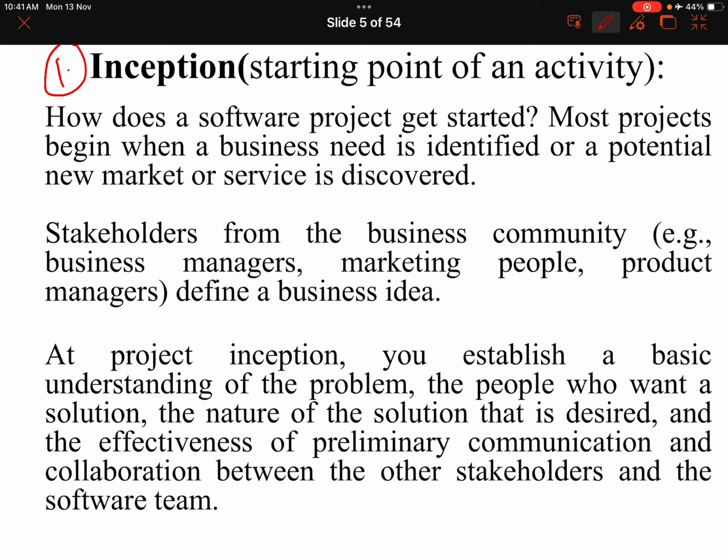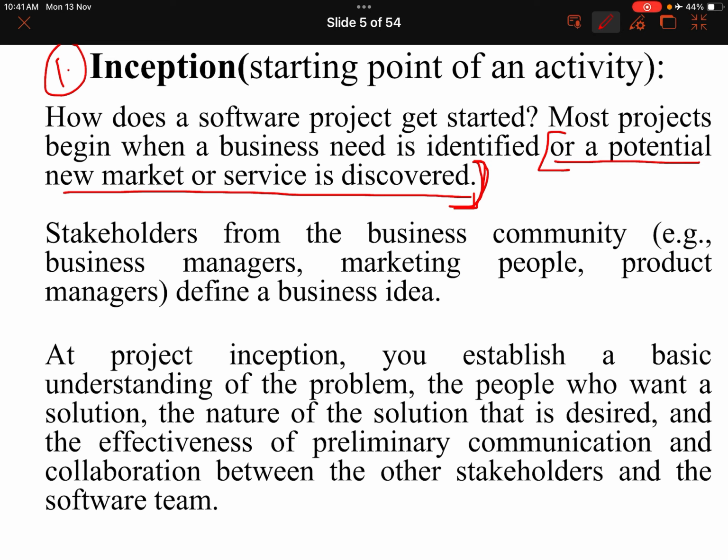How does a software project get started? So how do you start a project? Most projects begin when a business need is identified. You understand there is a need of a business in a particular area, or a potential new market or service is discovered. So some new market is discovered, some new product has been discovered, and you think that this product will be useful for the population. So you will start a service. So a service is discovered, so you will start a software project on that.